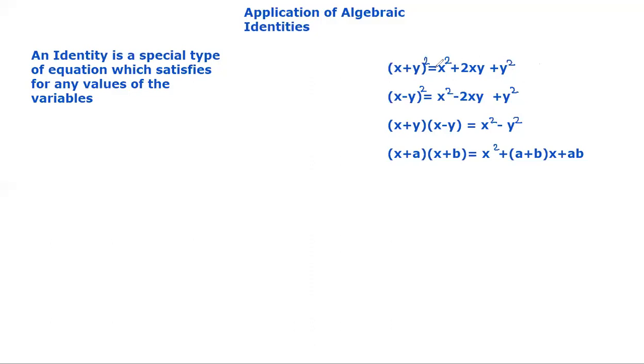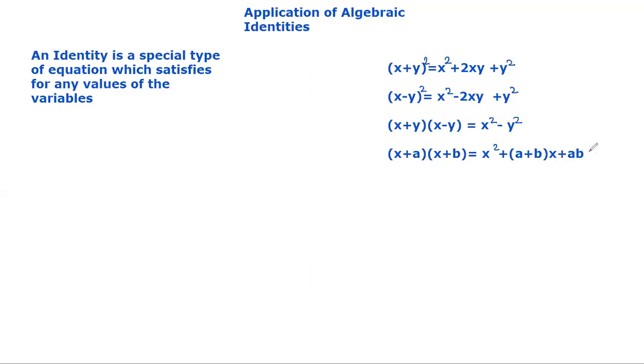The first identity which we studied was x plus y the whole square, and that is x square plus 2xy plus y square. The second one is x minus y the whole square, that is equal to x square minus 2xy plus y square. The third one is x plus y multiplied by x minus y, that is x square minus y square. This is also called the difference of two squares identity. The fourth is x plus a and x plus b, which is similar to the first identity, right? That is x square plus a plus b multiplied by x plus ab.